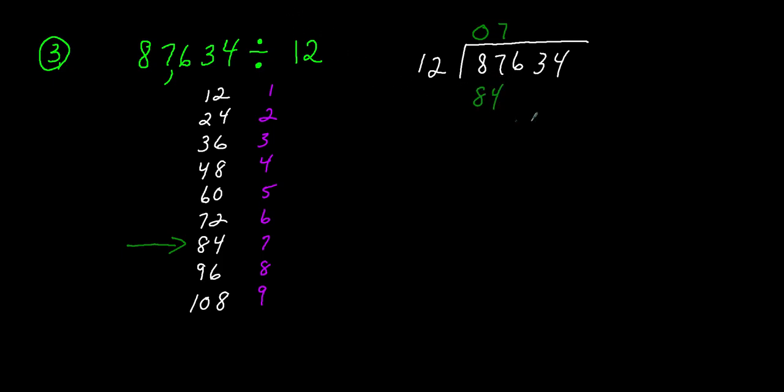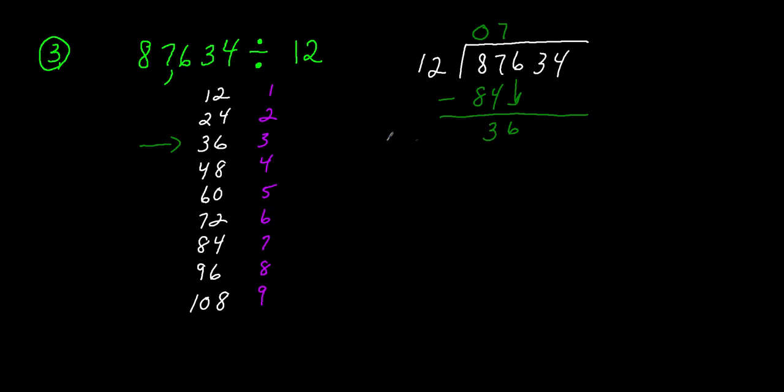Now let's subtract this out. 87 minus 84 is 3. Bring down your 6. How many 12s make up 36? Let's see, here's 36 on the list. Is this 36 on the list? Yeah, it's right here. So exactly 3 12s make up 36.